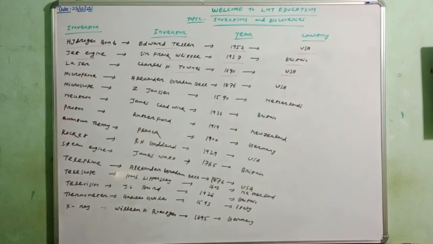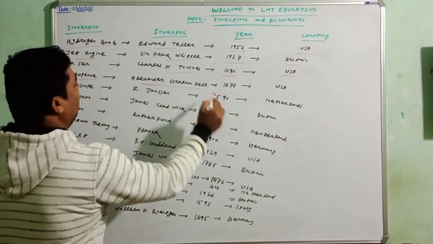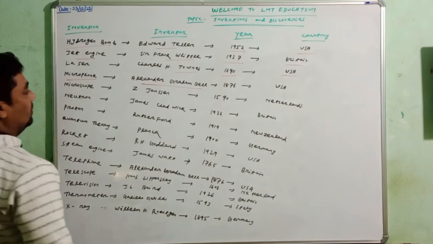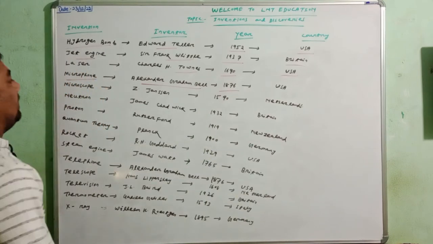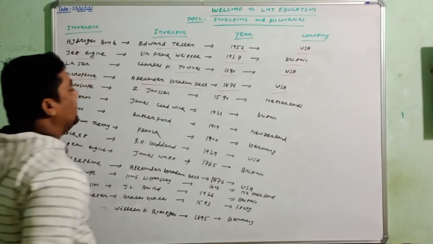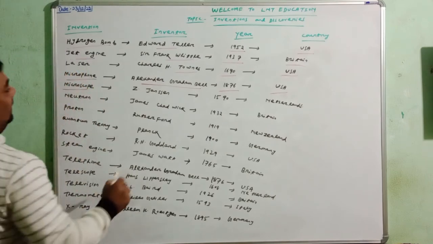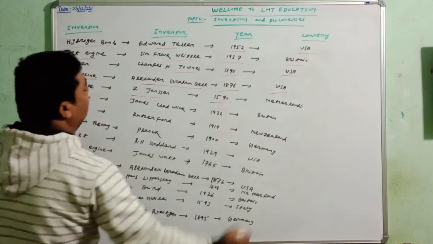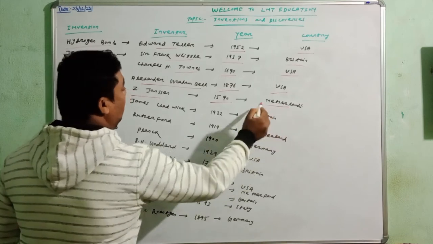Then microphone, everybody knows this microphone is very common, and the inventor is Alexander Graham Bell. Alexander Graham Bell is the inventor of microphone, discovered in the year 1876, and he belongs to the country USA, United States of America. Then look at the microscope. Zacharias Janssen is the inventor of microscope. Microscope was invented in the year 1590, and the scientist belongs to the country Netherlands.